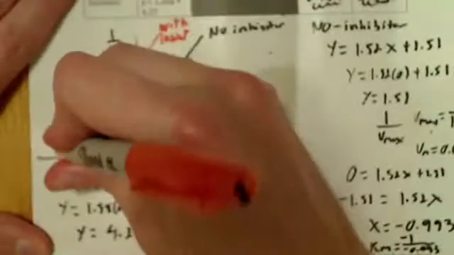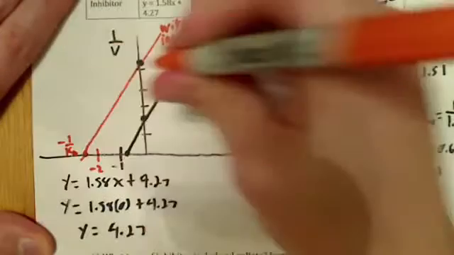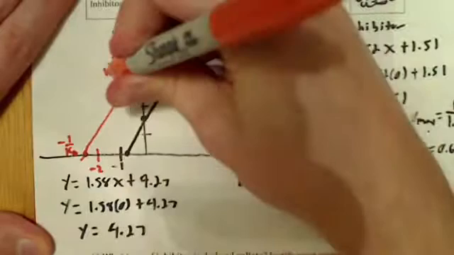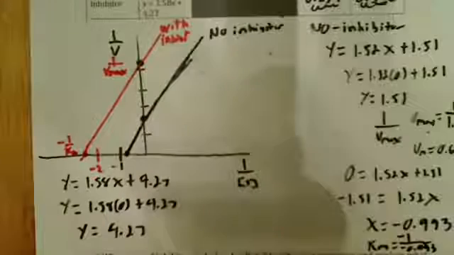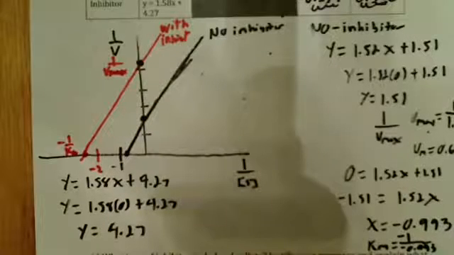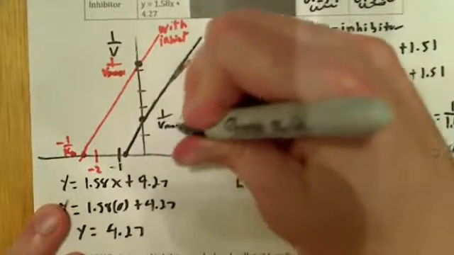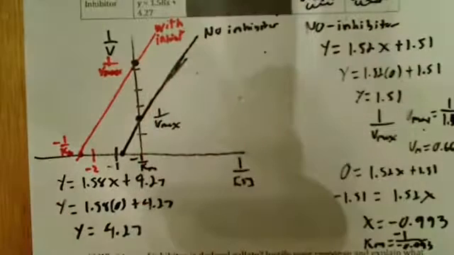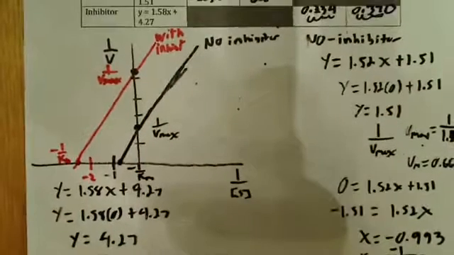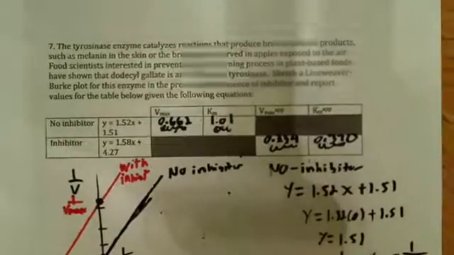And remember, this is negative 1 over Km, and this is 1 over Vmax. So we can label the points on the graph: 1 over Vmax, negative 1 over Km. There we go. Everything is labeled on the graph, and we're pretty much all done with this. That's all we had to do. We had to fill in the table here, and we had to draw the graph.